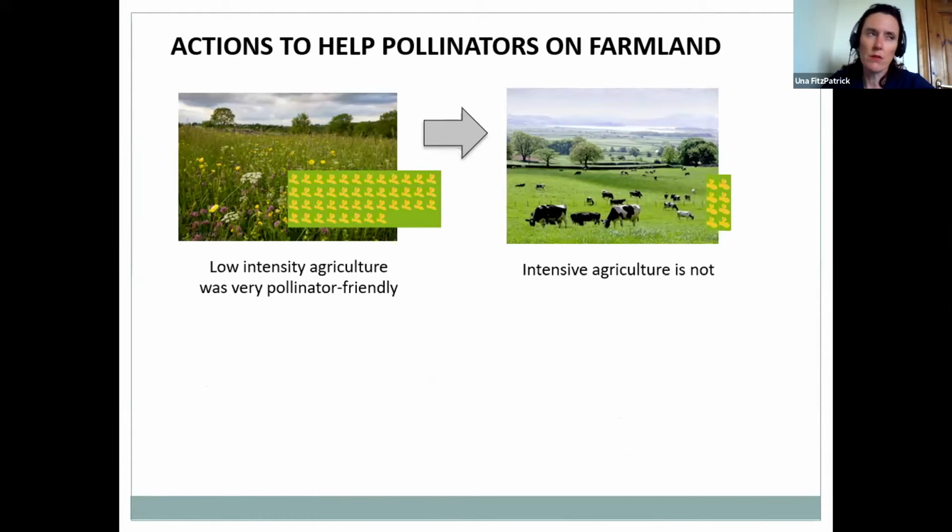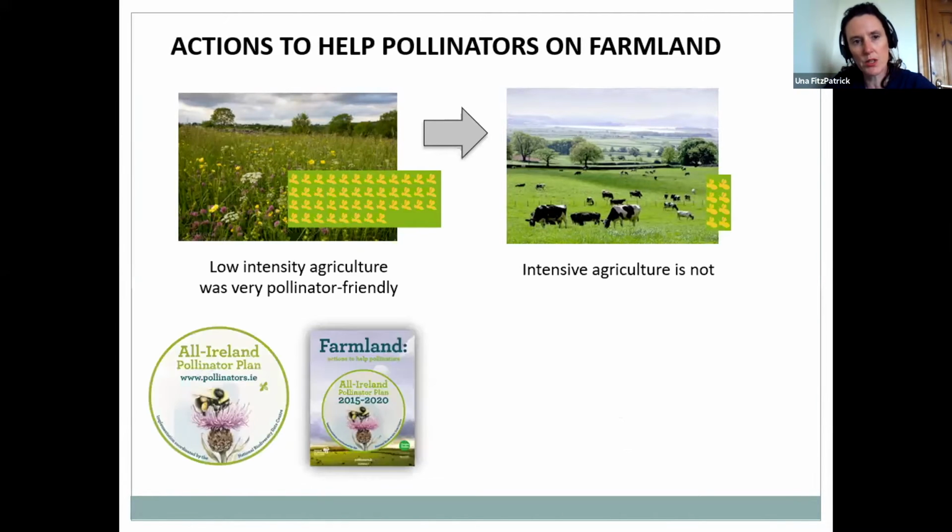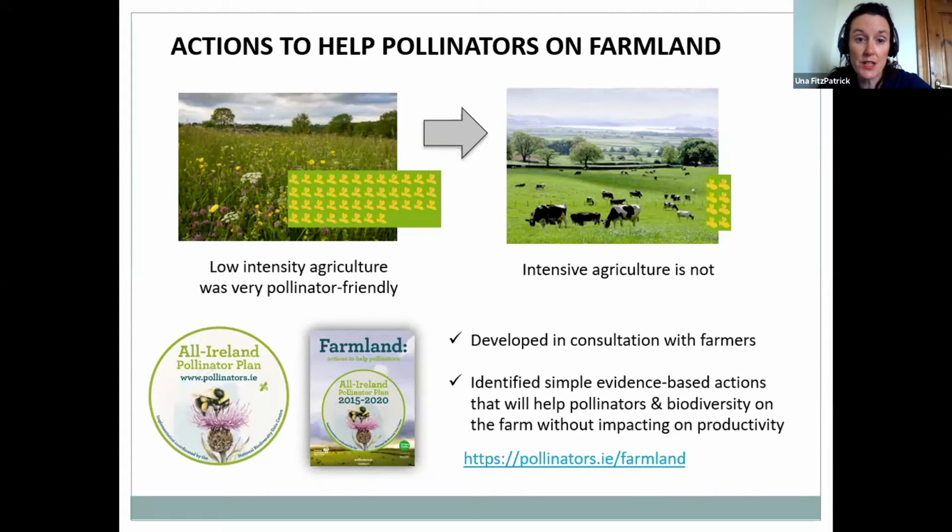So within Ireland, we have a project called the All Ireland Pollinator Plan. I've spoken before within the project about this. And what we've tried to do within the All Ireland Pollinator Plan is explain exactly how everyone can help pollinators. So back in 2017, we published this evidence-based guideline called Actions to Help Pollinators on Farmland. It was developed in consultation with farmers, and it identified simple evidence-based actions that will help pollinators and biodiversity on farmland without impacting on the farm productivity.